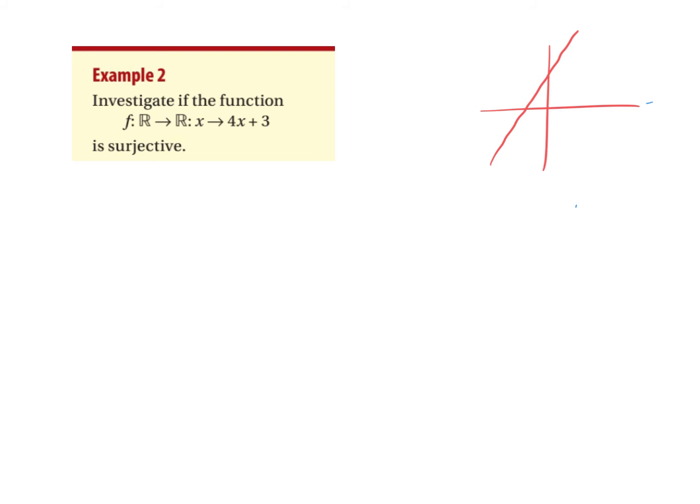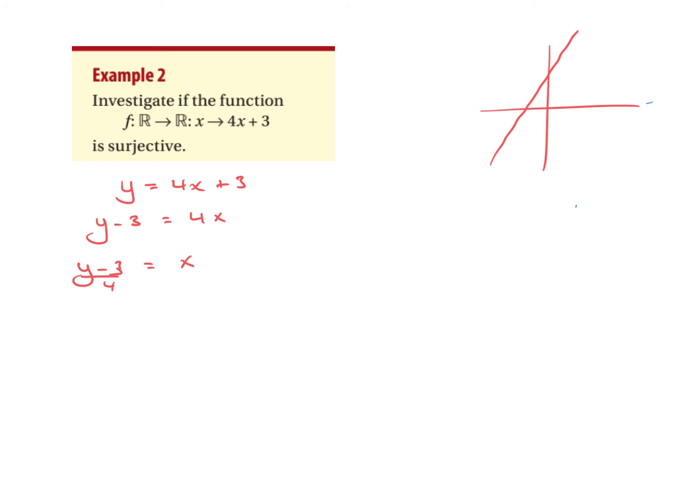What we do is start by writing the function in terms of y. So we get y is equal to 4x plus 3. What I'm trying to do here is rearrange this equation so that I get x is equal to something. So the first thing I need to do is get rid of the positive 3, so I end up with y minus 3 is equal to 4x. Then the next thing I'm going to do is divide by 4. So I get x is equal to (y minus 3) divided by 4.